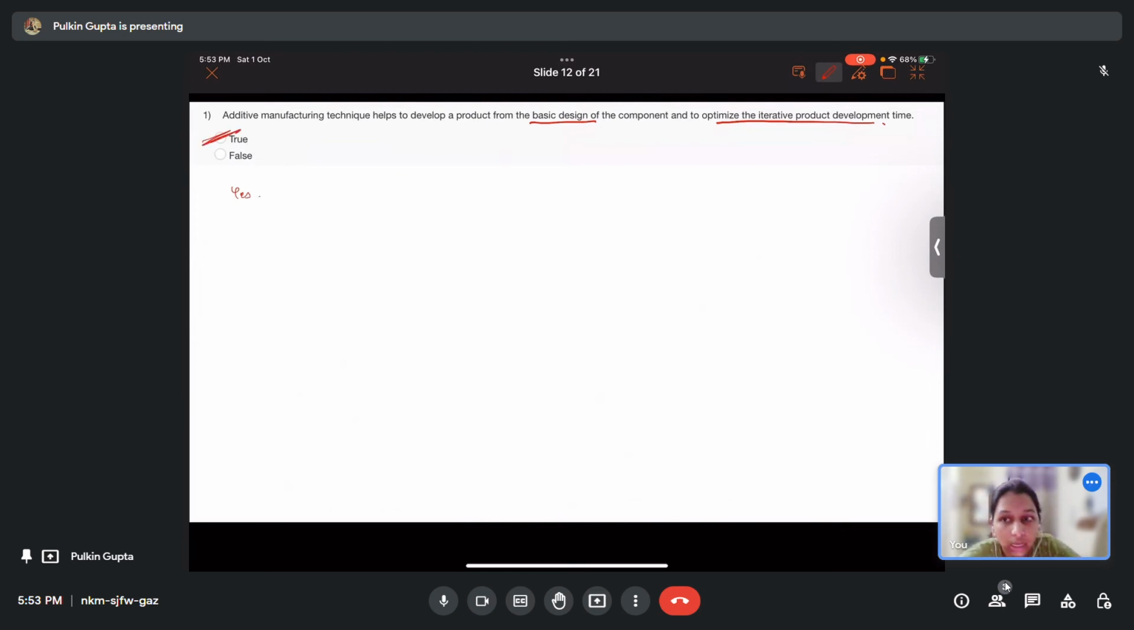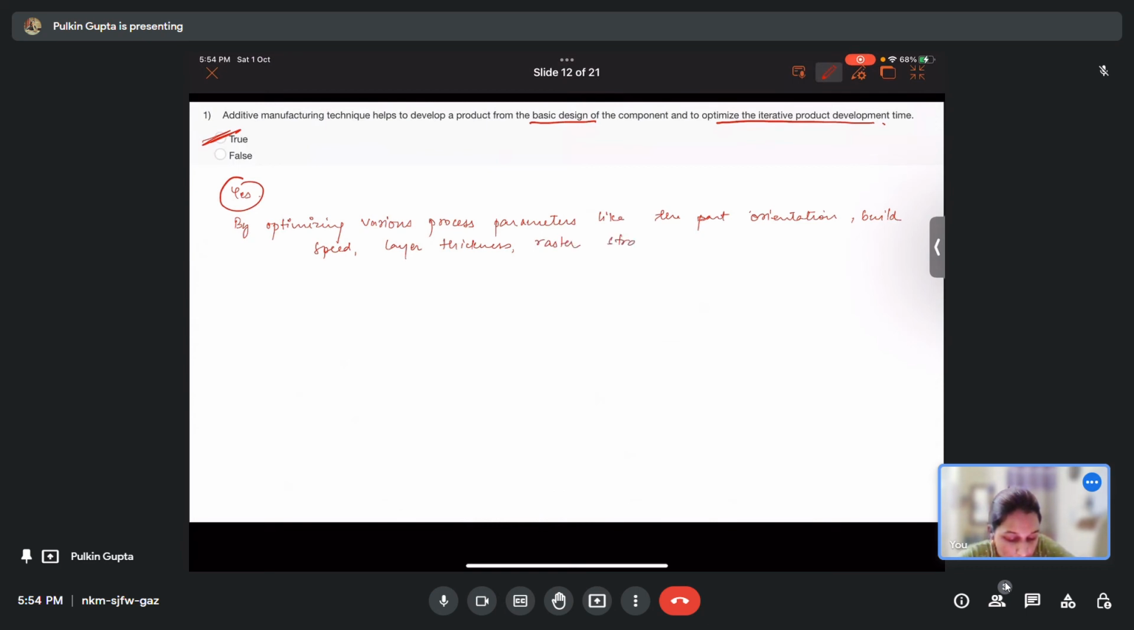Now, how does it do this? It helps us to optimize the product development time by optimizing various process parameters like the part orientations, the build speeds, layer thickness, raster strategy, etc. And there are many more factors that go on to affect the product development time.